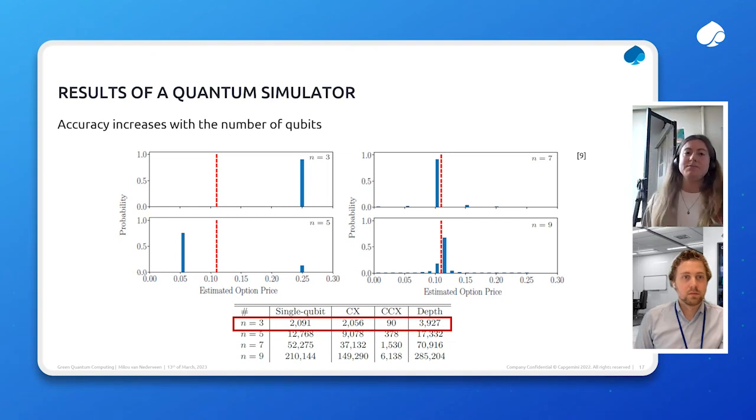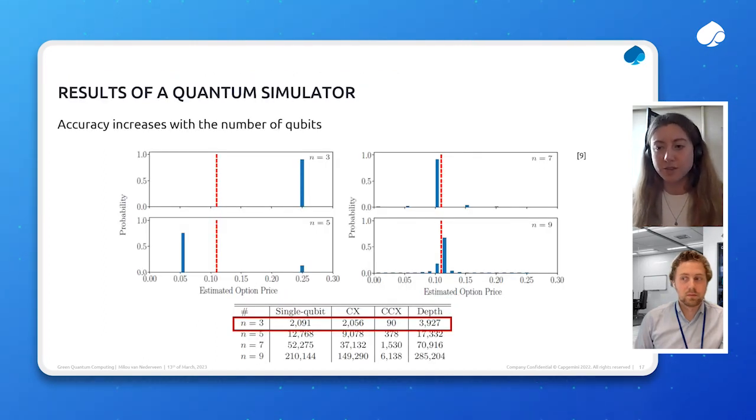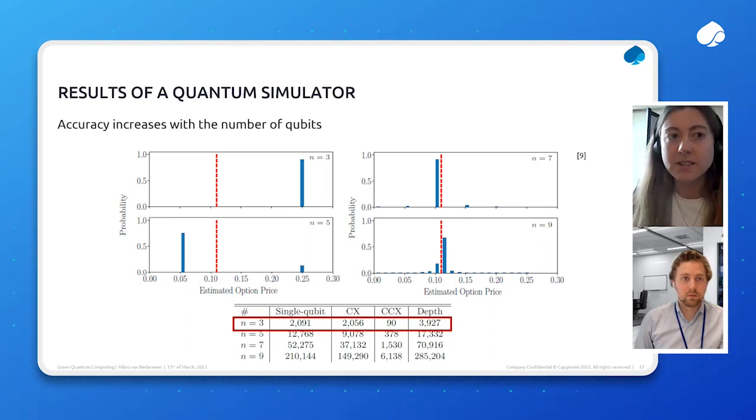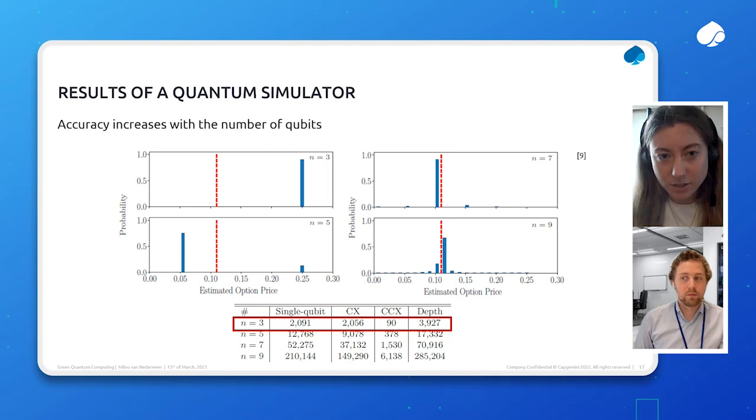So the algorithm that I just showed was actually also run on first a quantum simulator and then an actual quantum computer. And these show the results of the quantum simulator. So we can see with the red line, that's the price that's estimated using the Black-Scholes Merton method, which is still very accurate for those simple derivatives. But with the quantum computer, we get those blue bars out.